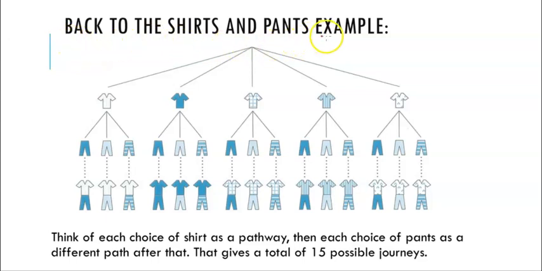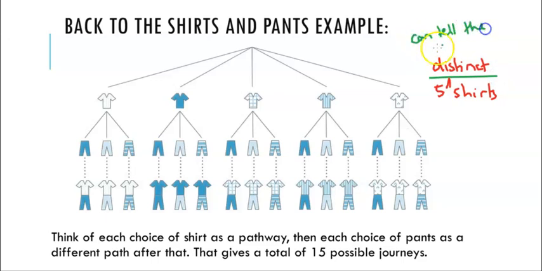Back to the shirts and pants example from the starter. So I just want to represent it slightly differently. Remember, we had 5 shirts, 5 different shirts, I should say. Another keyword that we might want to know is distinct. 5 distinct. So distinct means we can tell the difference between them.